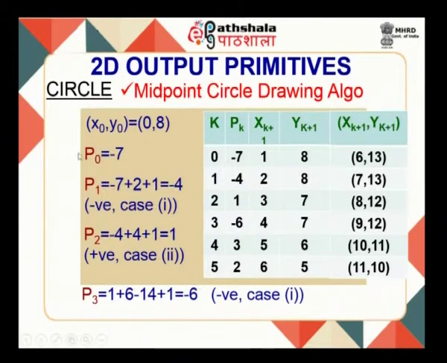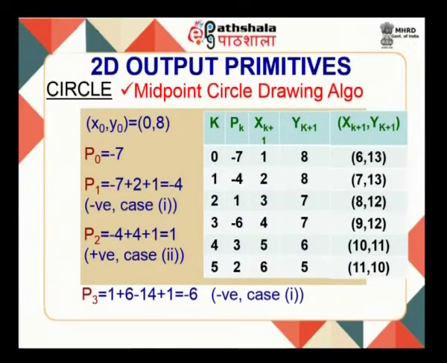Okay. So, if p 0 is minus 7, that means p k, the decision parameter, is negative. If we get a negative value, it indicates that the midpoint is inside the circle boundary and we will be choosing the upper position. So for the y values you take the same. So, 0 comma 8 is the first point on that octant.